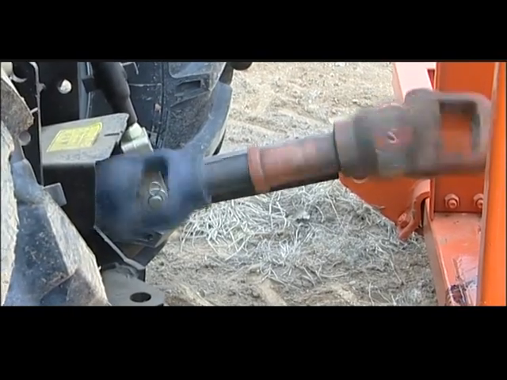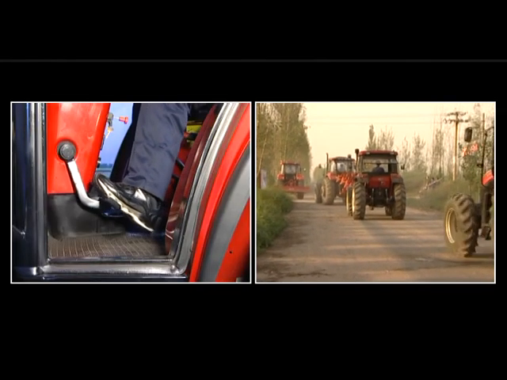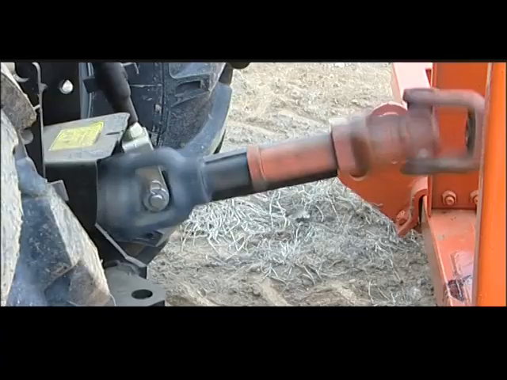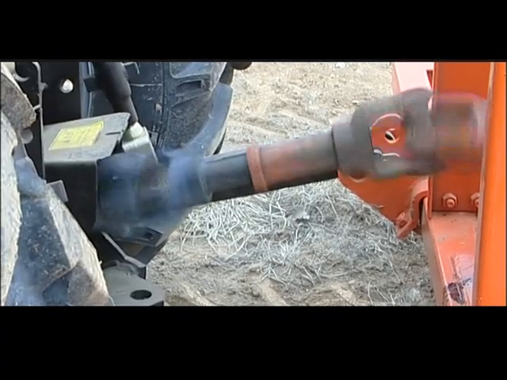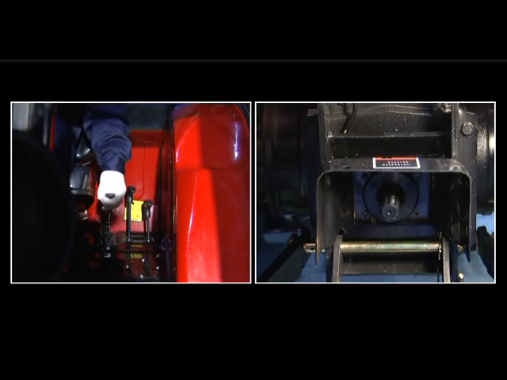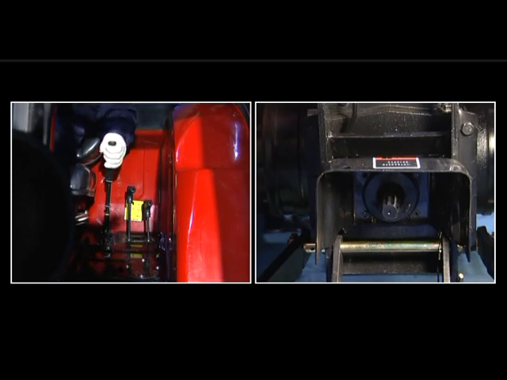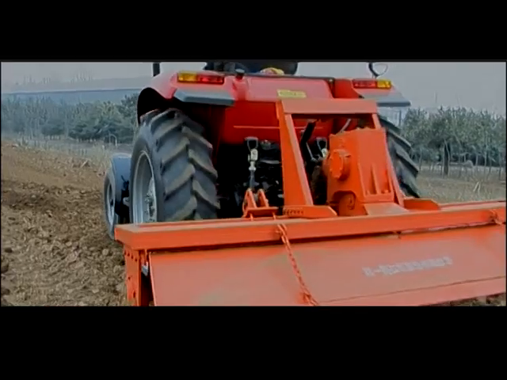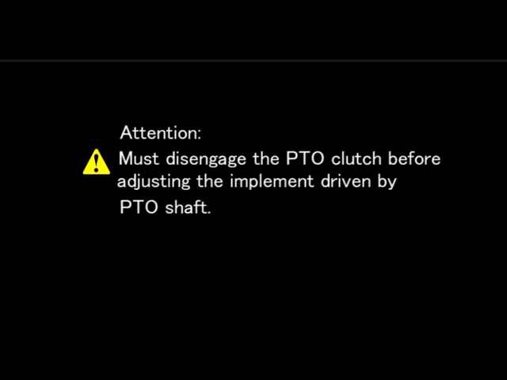Step on the clutch pedal to stop the tractor. The PTO shaft can continue to work. Pull up the clutch lever of the PTO shaft. The PTO shaft will stop working, but does not affect the tractor running. Attention! Must disengage the PTO clutch before adjusting the implement driven by the PTO shaft.